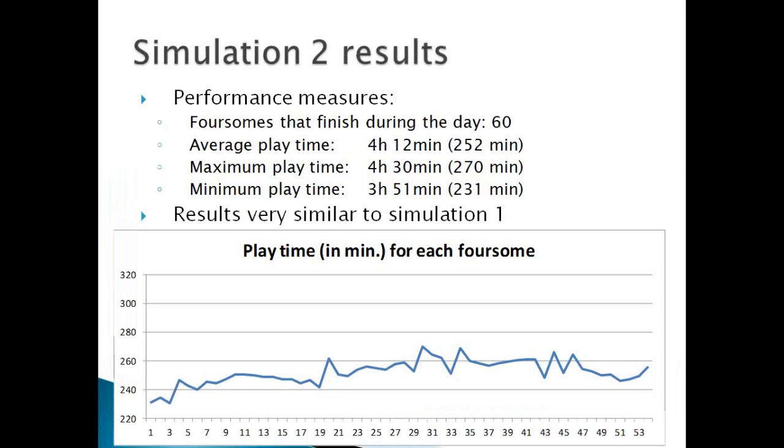So performance measures that we obtained, the results we obtained, well, we have again 60 foursomes during the day. We have 4 hours 12 minutes average playtime, 4.5 hours maximum. This is very similar to what we just did before with 18 identical par 4s. So it means that it doesn't really make a difference on the total, but it makes a difference at each hole.